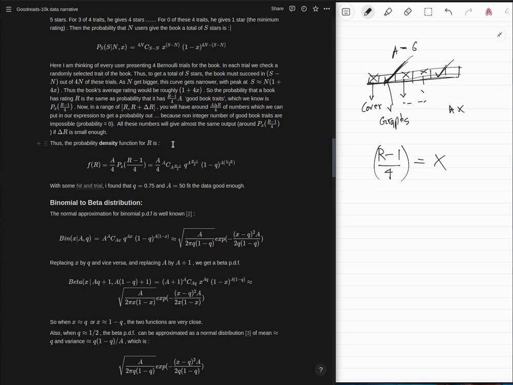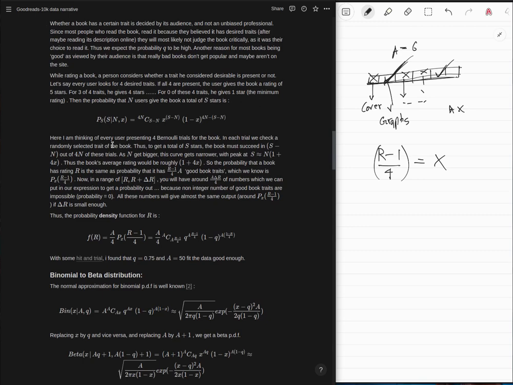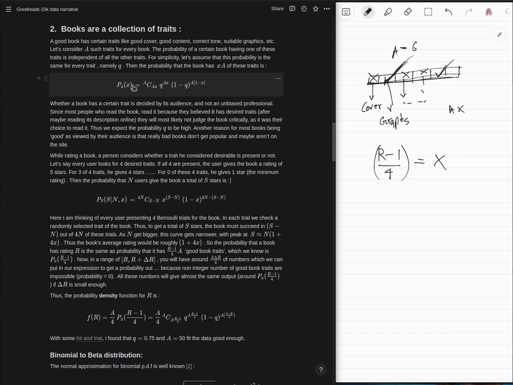So now instead of thinking of this probability as a function of X, you can also think of it as a function of R, and from that you can get a probability density function. First of all, instead of X, we'll just put this thing in there. So you will get something like A choose AX, where X is this thing: A, R minus 1 upon 4, Q to the power AX, then 1 minus Q, and you get the idea, right? So this is a function of R now.